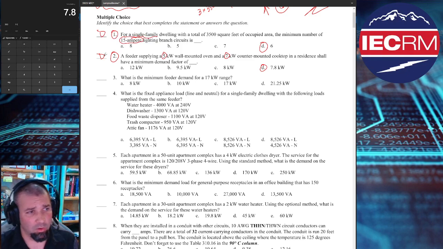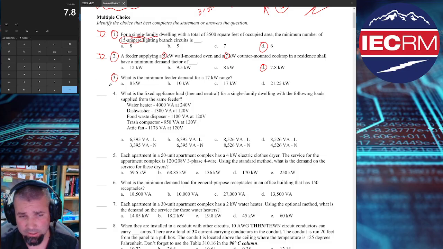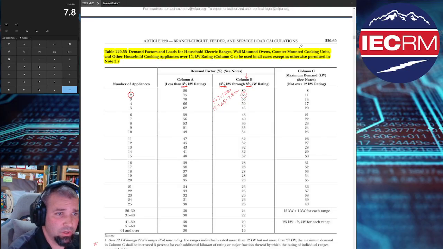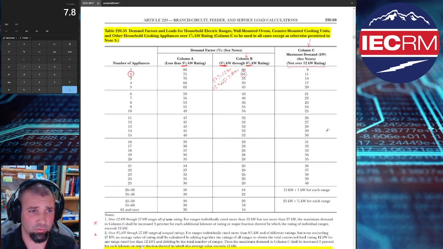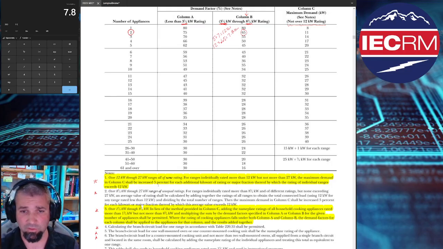Number 3, what is the minimum feeder demand for a 17 kilowatt range? Okay, 17 kilowatt range. Do notice column C does not go over 12 kilowatts. But what do we do when we're over 12 kilowatts? Well, we have a note for that, because we have a note for everything. It's one of those situations. There's a note for that. There's a note for this.